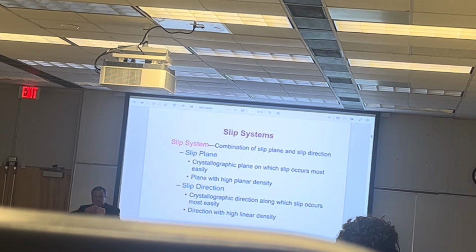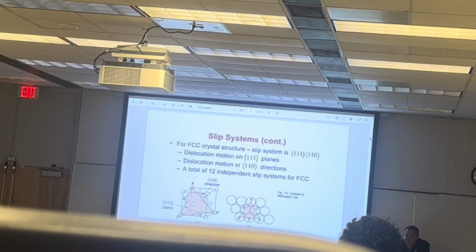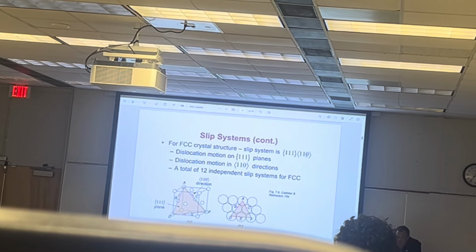Why? Because if atoms are touching like this, there's a direct transfer. If the atoms are touching like this, you're taking a projection at 45 degrees most likely. So a slip system consists of a slip plane and a slip direction, and those Miller indices and directions come in handy. For FCC, the slip system is the 111 plane, or family of 111 planes, and the family of 110 directions.